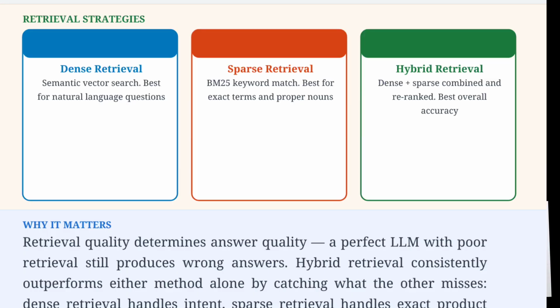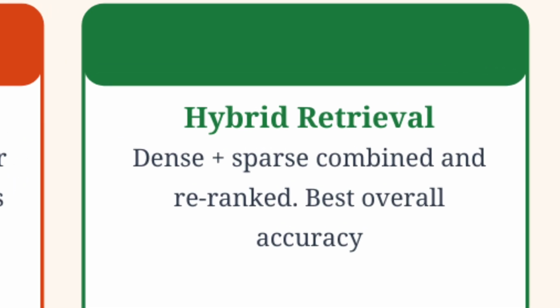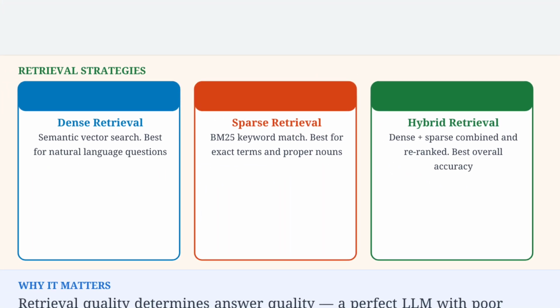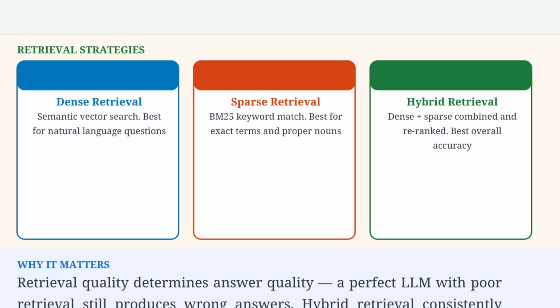And the hybrid retrieval. Dense plus sparse combined, then rerank by relevance. This is what you should be using in production. Dense handles the intent, sparse handles the exact matches. Together, they cover each other's blind spots.